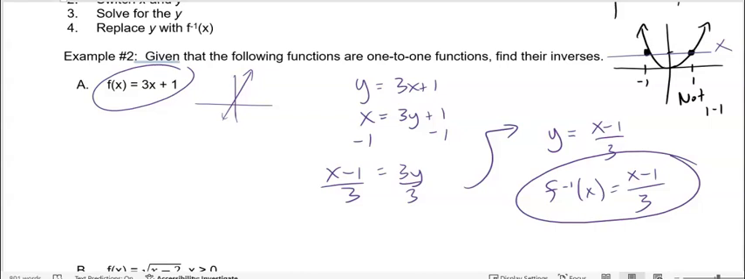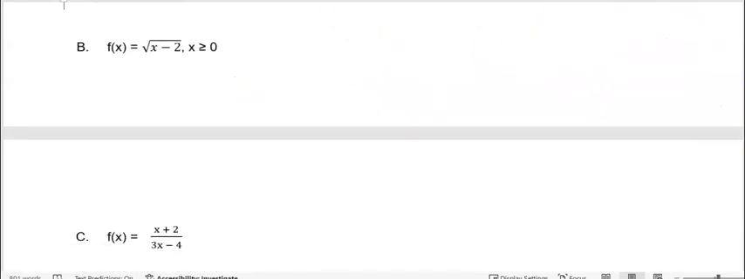Okay, so for all of these, I just need to determine if it is one-to-one. And once I do that, I can find the inverse. So is this one-to-one? Well, it sure is. The square root of x minus 2 is just the root function, which looks like that, shifted 2 units to the right, which looks like that. So that guy would always pass the horizontal line test. And then we just got to find the function.